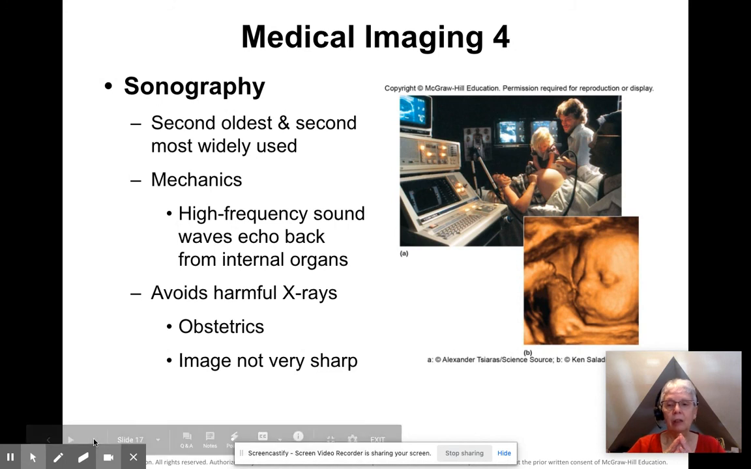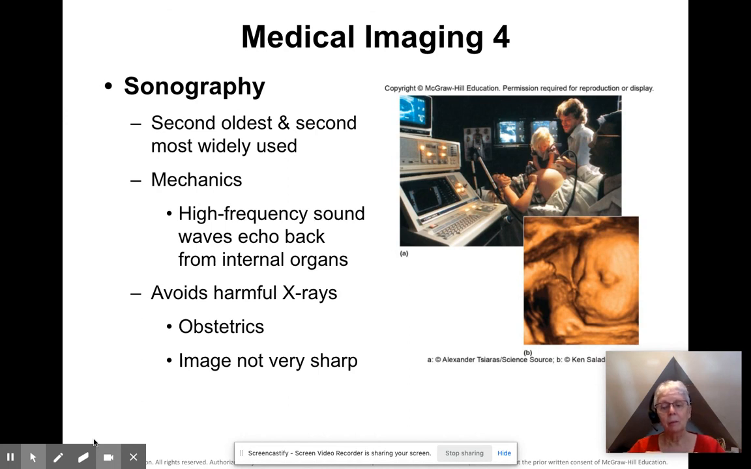Now, sonography or echography is the second and oldest type of imaging, and it uses high frequency sound waves that echo back towards the machinery to give you an image. We did this because we wanted to avoid any harmful x-rays in obstetrics or childbearing. And the other thing was we wanted to look at images of something that we had not seen before.